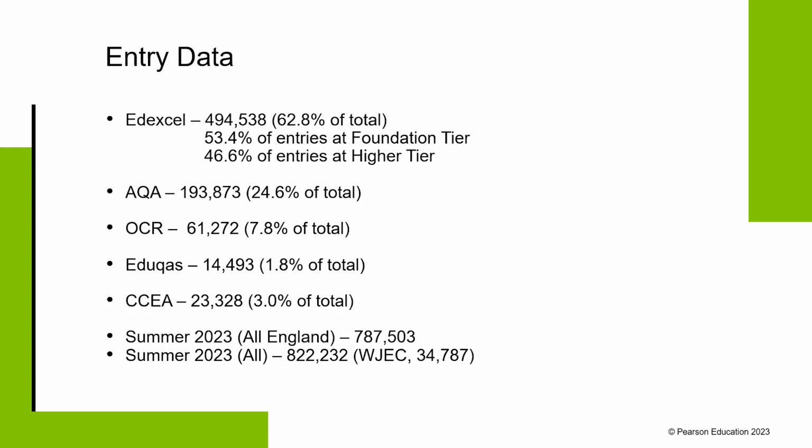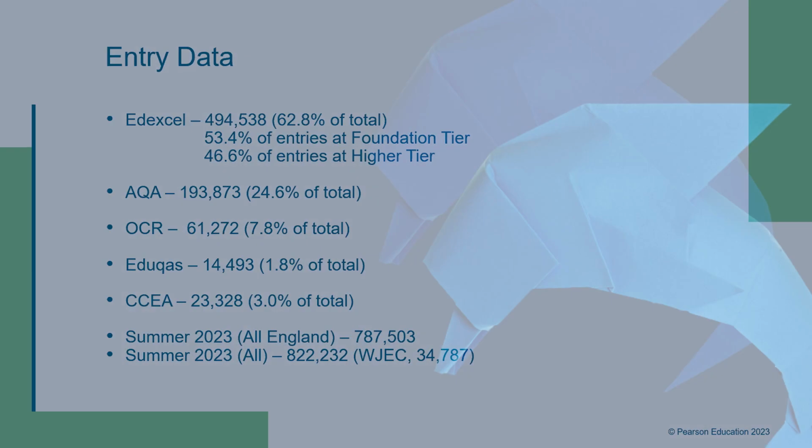AQA had just under 200,000, OCR just over 60,000, Eduqas having about 14,500, and CCEA you can see 23,000 entries. There were 787,000 entries across England, and of course across all of the UK, 822,000 if you take into account the Welsh board. So you can see we're still strong market leaders and still the exam board of choice for GCSE maths.